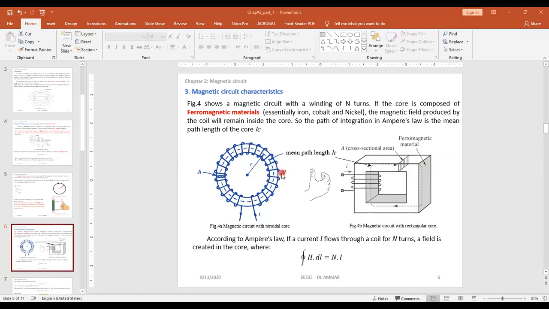In figure A or B, we can see two types of iron cores. These are simplified shapes, because in electric machines we are not going to find those shapes, so those are too simplified. Figure 4 shows a magnetic circuit with a winding of N turns. Look here, I applied the right hand rule, which indicates for this coil that the current is flowing through this path, so the direction of the magnetic field is up.